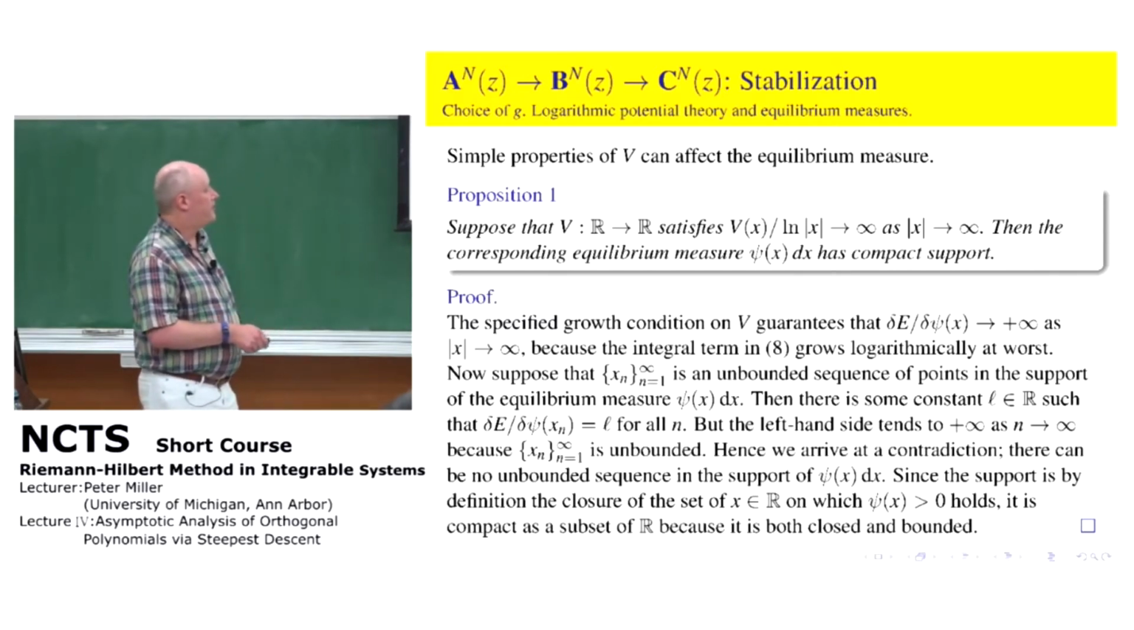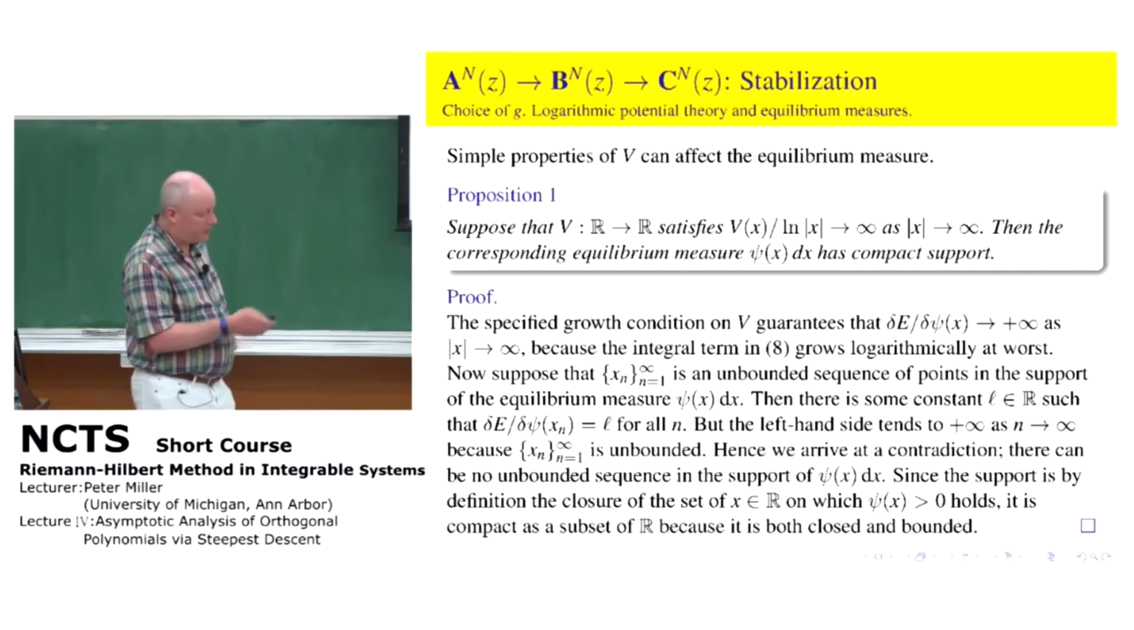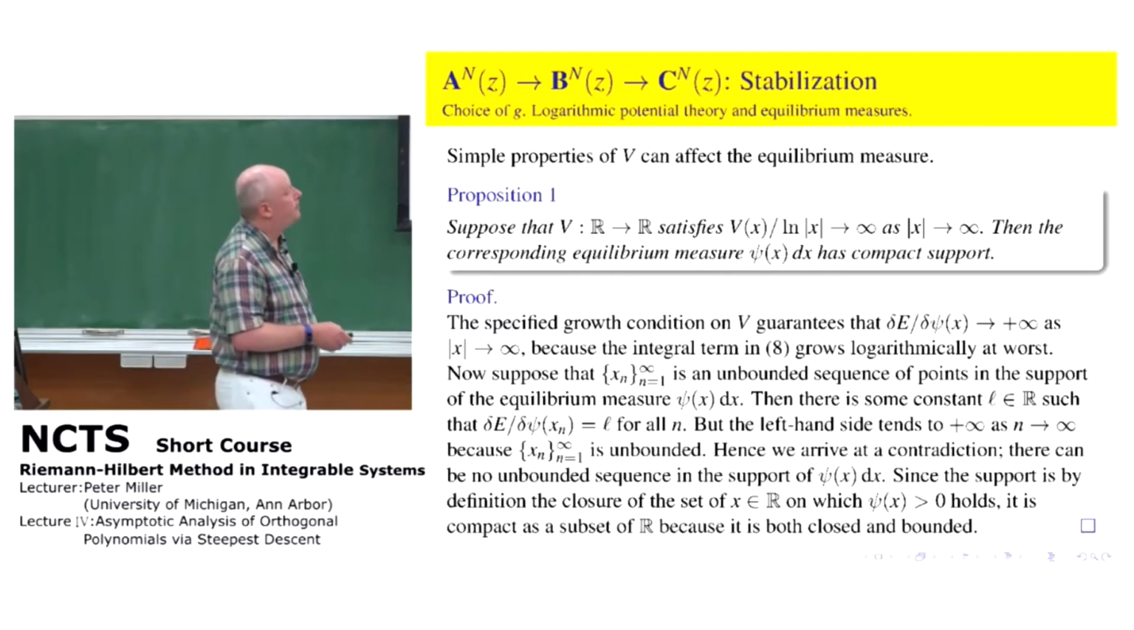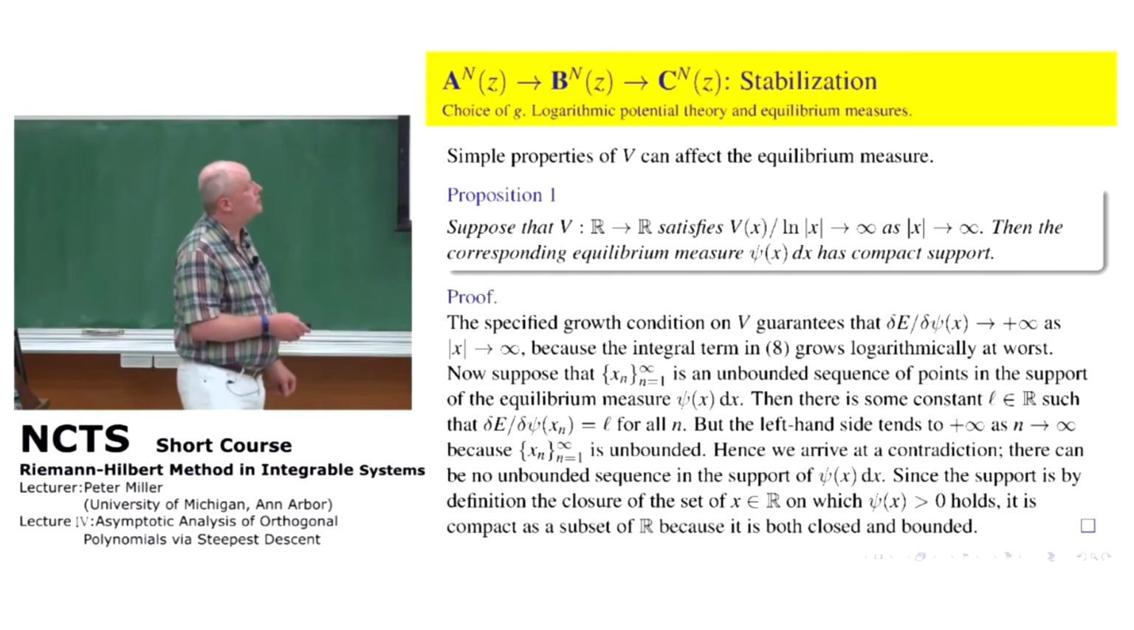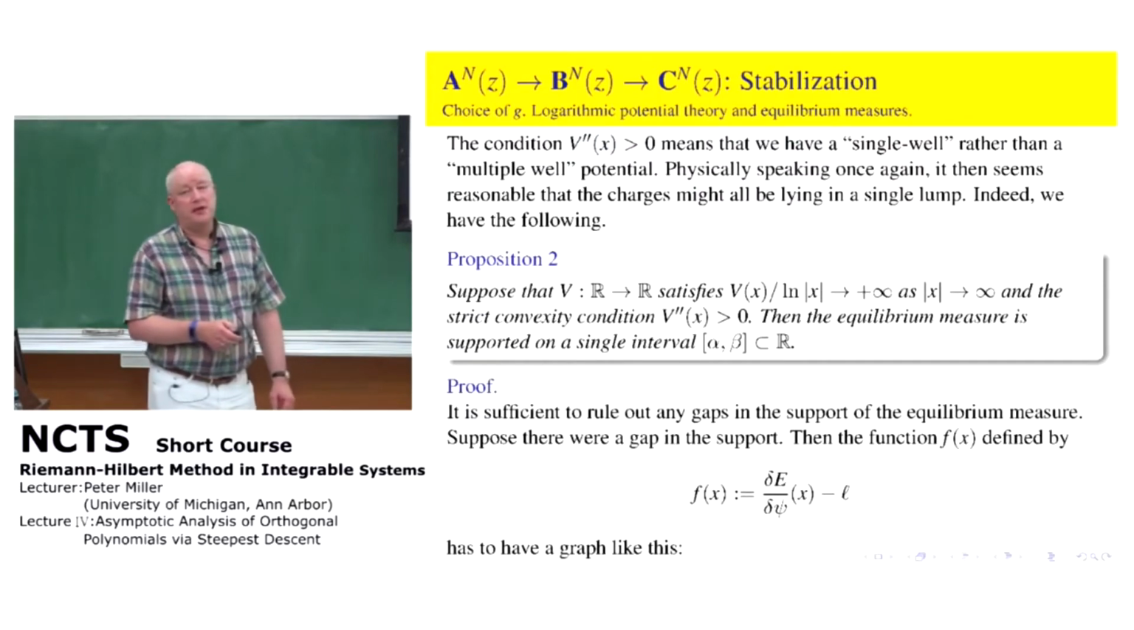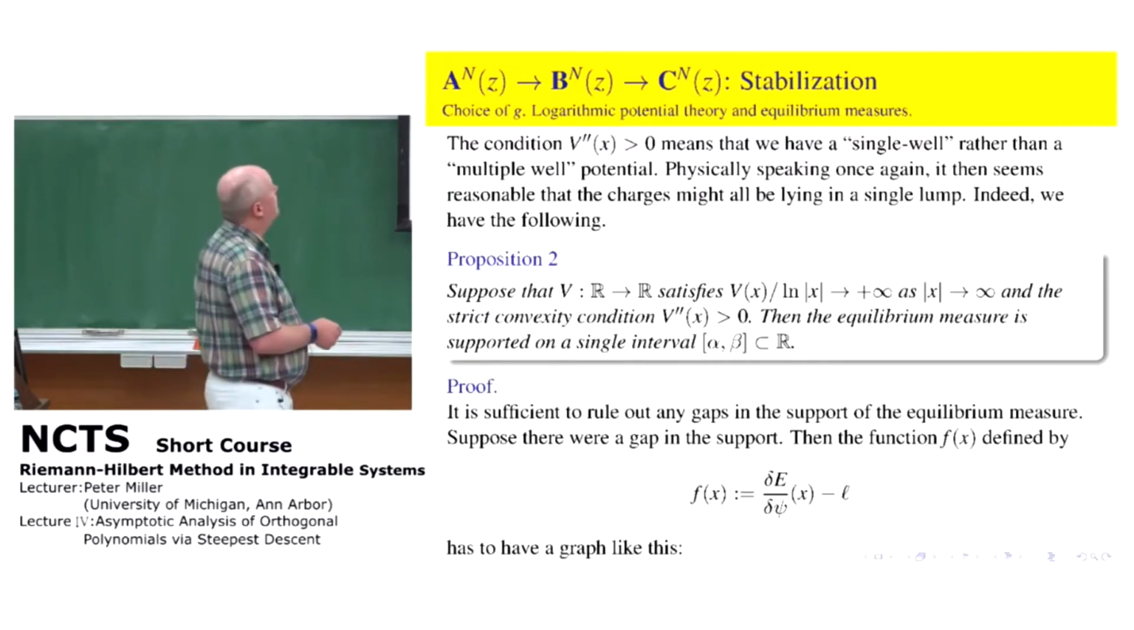Since the support, by definition, is the closure of the set where psi is positive, it's a compact set. It's both closed and bounded. Okay? So we have compact support with just a little more than logarithmic growth of the potential. We're going to usually take v to be a polynomial, so there's really no problem there.